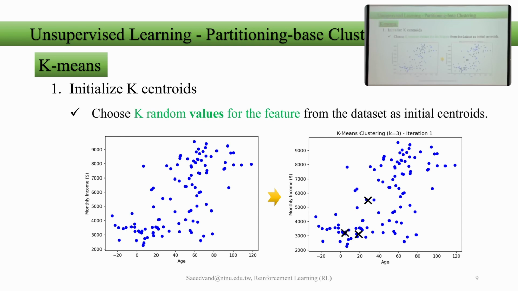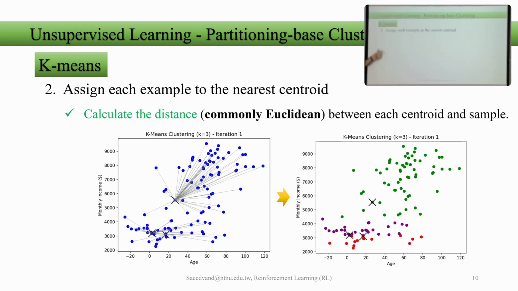So after choosing random points, let's see what we do. In the second step, assign each example to the nearest centroid. Now we need to calculate a metric to say how close this feature is to other features. Commonly used for k-means or similar algorithms is Euclidean distance, or Manhattan distance can be used too. Euclidean is more common to be used.